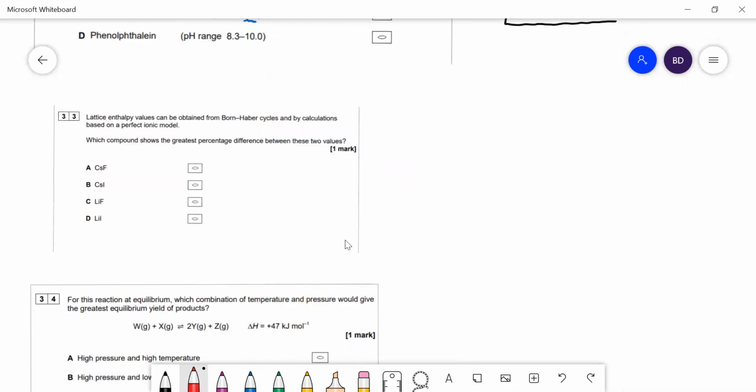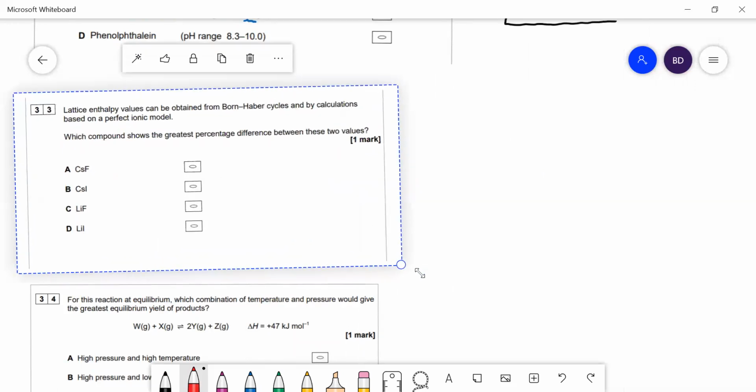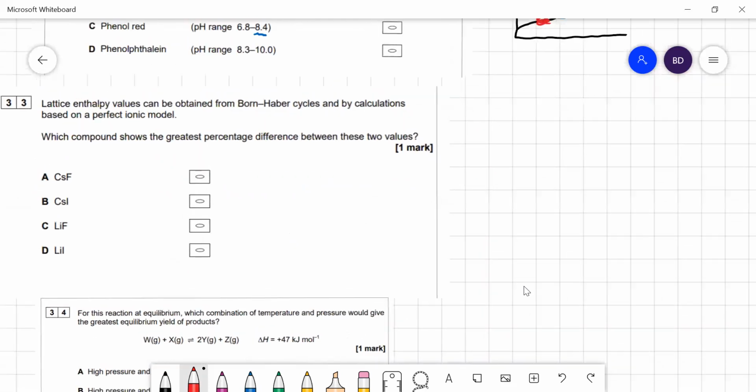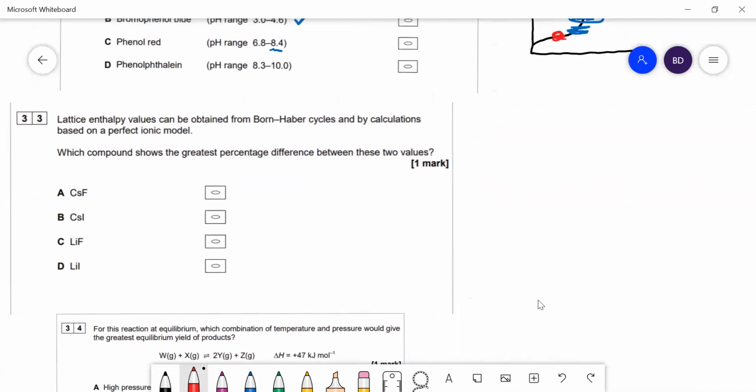Right, so this is Born-Haber, calculations using the perfect ionic model. So when you get a difference, it's due to the ion shapes. The positive ion distorts the negative ion.